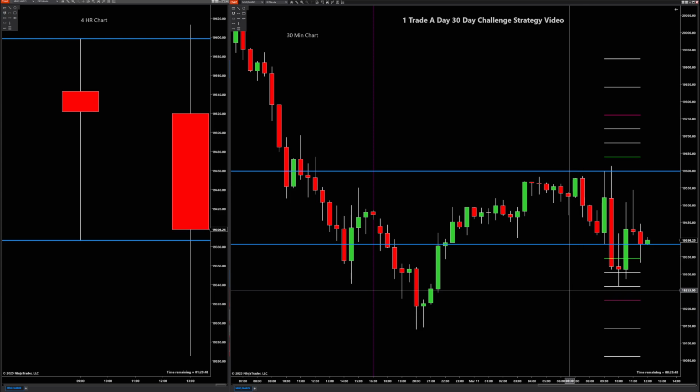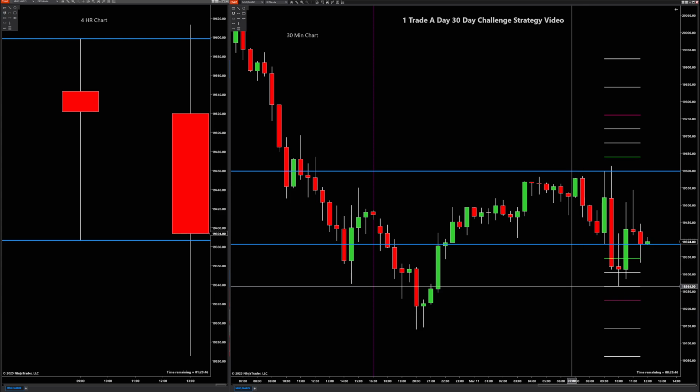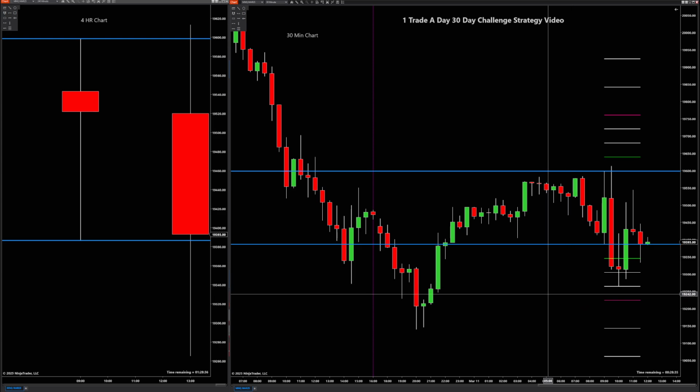So what we're looking for here is a sweep again for this 1 trade a day challenge. We're looking for a sweep, and we're looking for a 10 a.m. reversal to happen based off the sweep of the previous 4-hour candles. Okay, so that is really it in a nutshell. Nothing more than that. Very simple, short, easy to understand. Not a lot of things we're looking at.